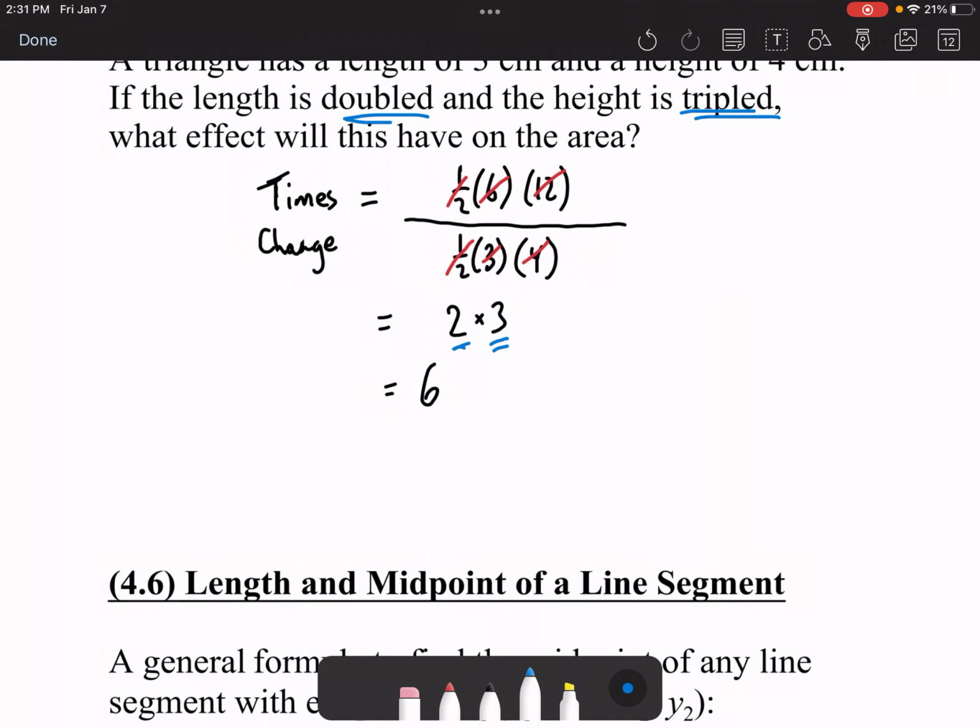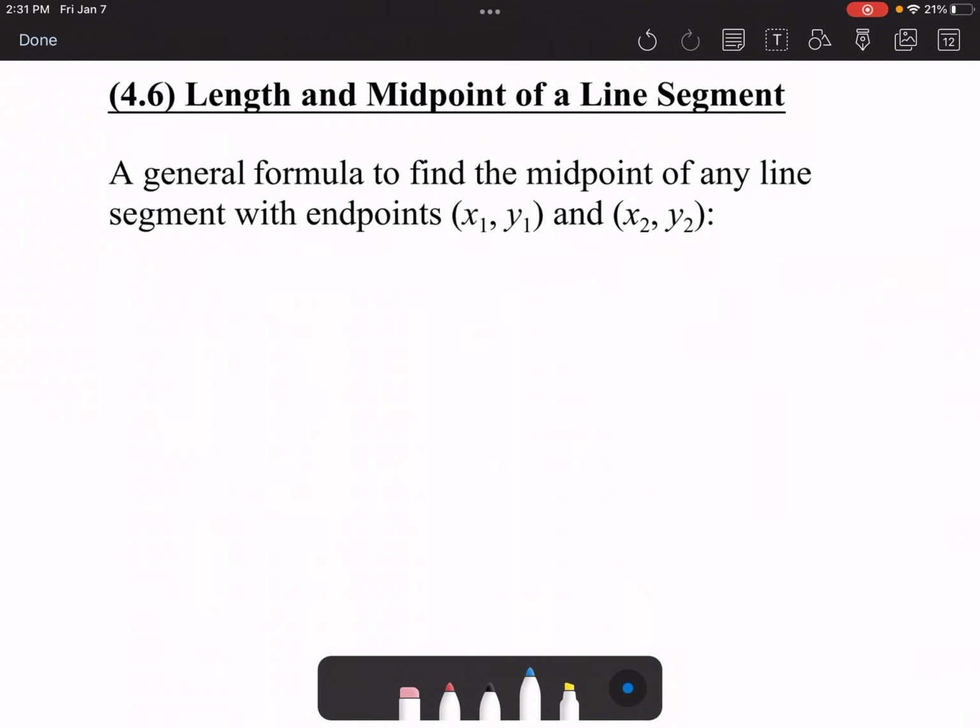Okay, so I'm moving right along. Today we're going to talk about the length and midpoint of a line segment. First off, we're going to talk about the midpoint of a line segment. So let's say we have endpoints of a line being x1, y1 and x2, y2. One of them is one point and the other one's another point.